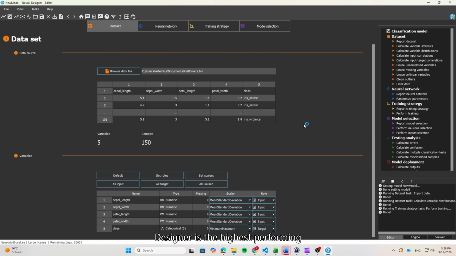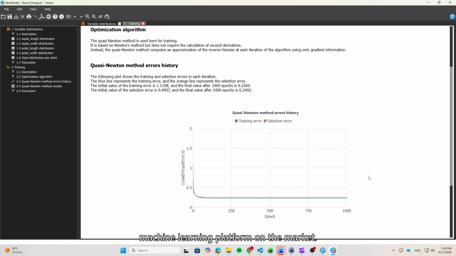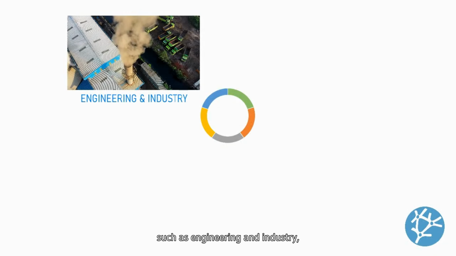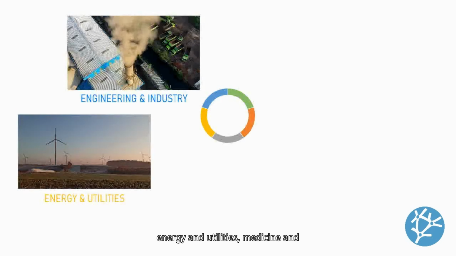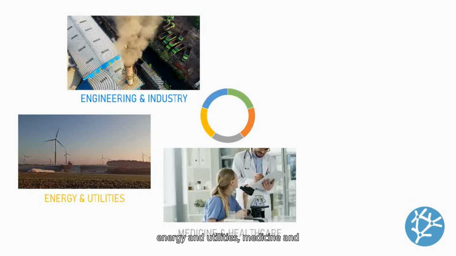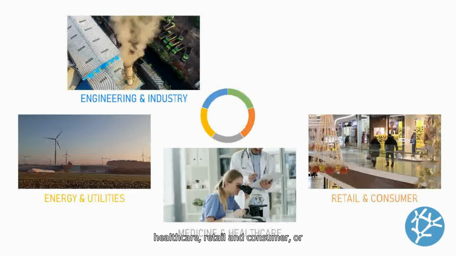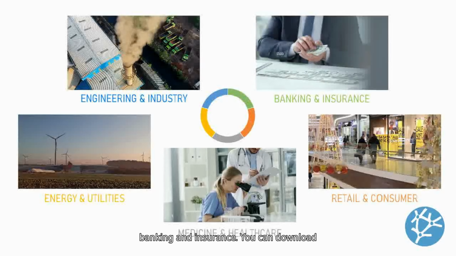Neural Designer is the highest performing machine learning platform on the market. Moreover, it is specialized in different sectors such as engineering and industry, energy and utilities, medicine and healthcare, retail and consumer, or banking and insurance.